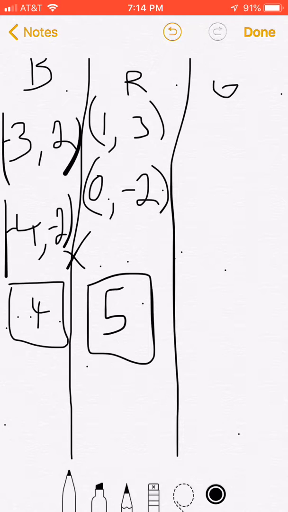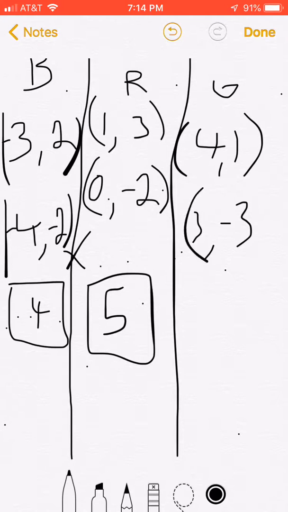Now let's find the green line and see if it matches up with any of our lines. The green line is (4, 1) and (3, -3). So we do first y minus y, which is going to be 1 minus -3, which is 1 plus 3, which is going to be 4. And then over 4 minus 3, which is going to be 1. And 4 over 1 simplifies to 4.